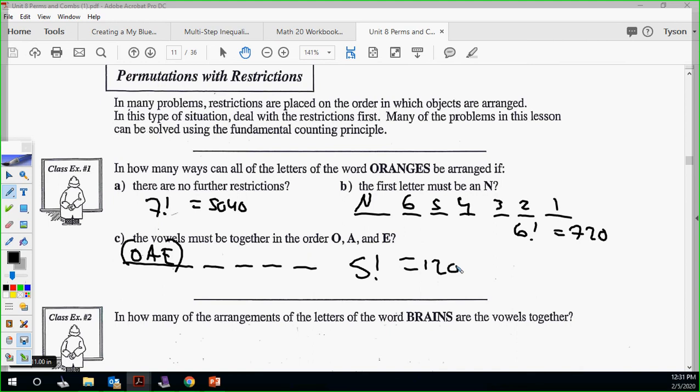The other thing I want you to pay close attention to is how it says must be together in that order. If it didn't say that order, then we'd have to do some extra work too, which we're going to talk about later. That is the key phrase there.